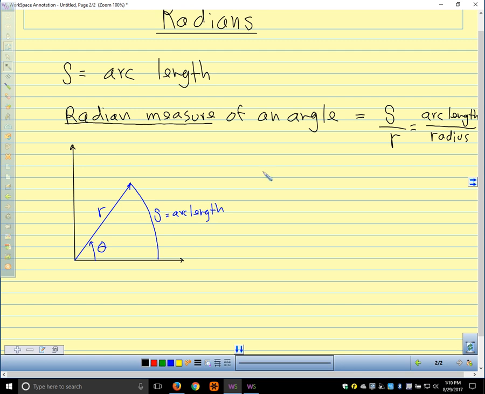Well, that means that one radian, so this is going to equal one, S over R is going to equal one, when the arc length equals the radius. So if I swing this around just far enough so this arc length is the same length as that radius, that gives me one radian.